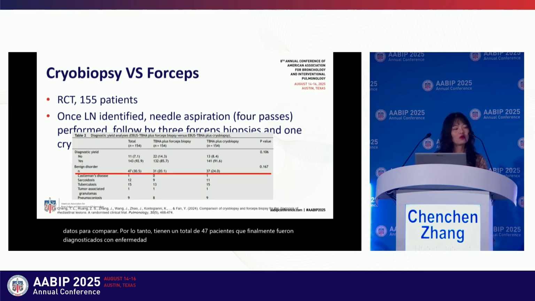And then in the cryobiopsy group, they had a higher diagnostic yield for benign disease. But what I want to mention is that it's really interesting the way that they did the research, because they did 4 passes of needle and then 3 forceps biopsies. And then for cryobiopsy, they only took 1 bite, which is a little different from at least my clinical practice. I tend to do a little bit more than that.